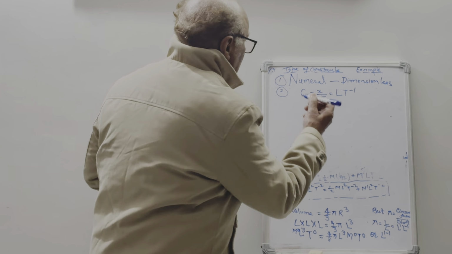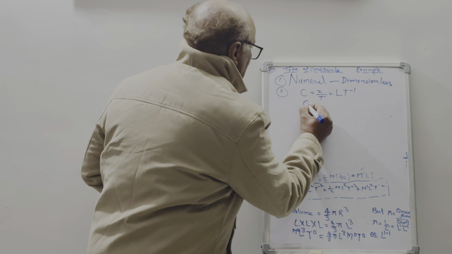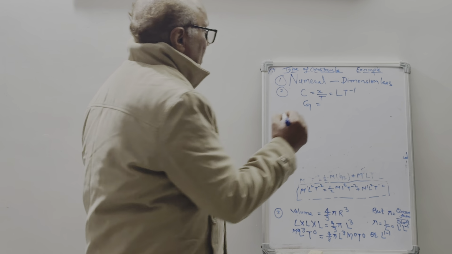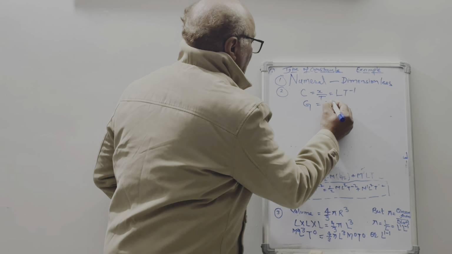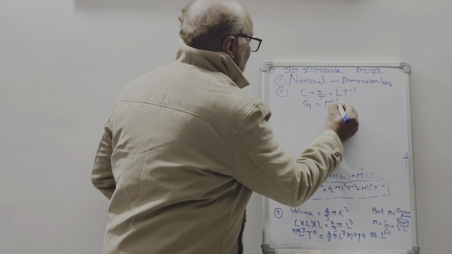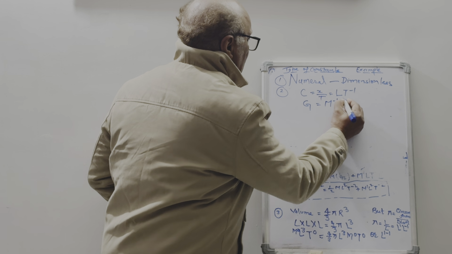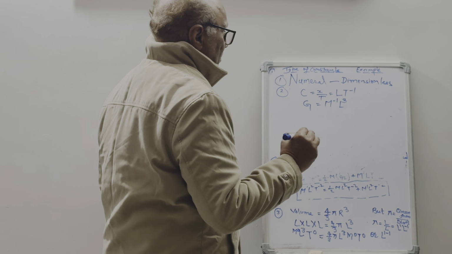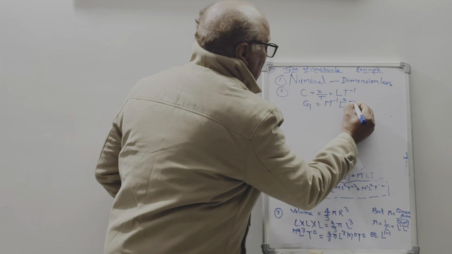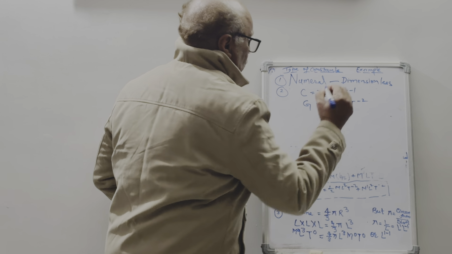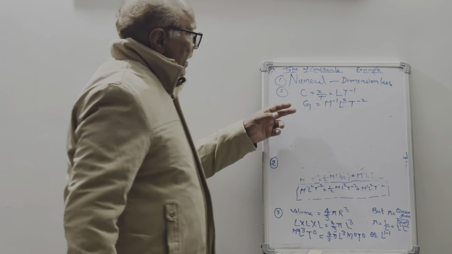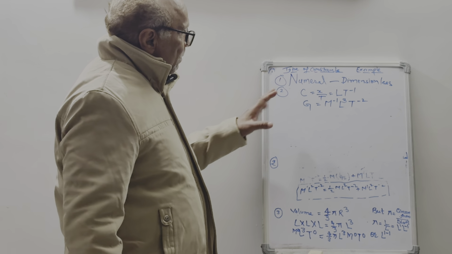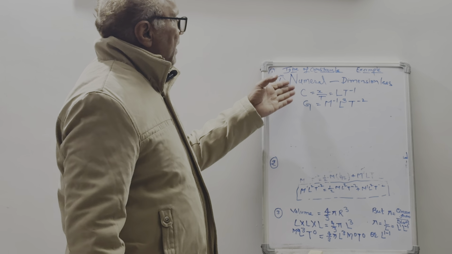The other case is like G. The dimensions of G are M minus 1 L cube and T minus 2. Here we see that G is a constant, a universal constant, but it has a dimension like C has a dimension.